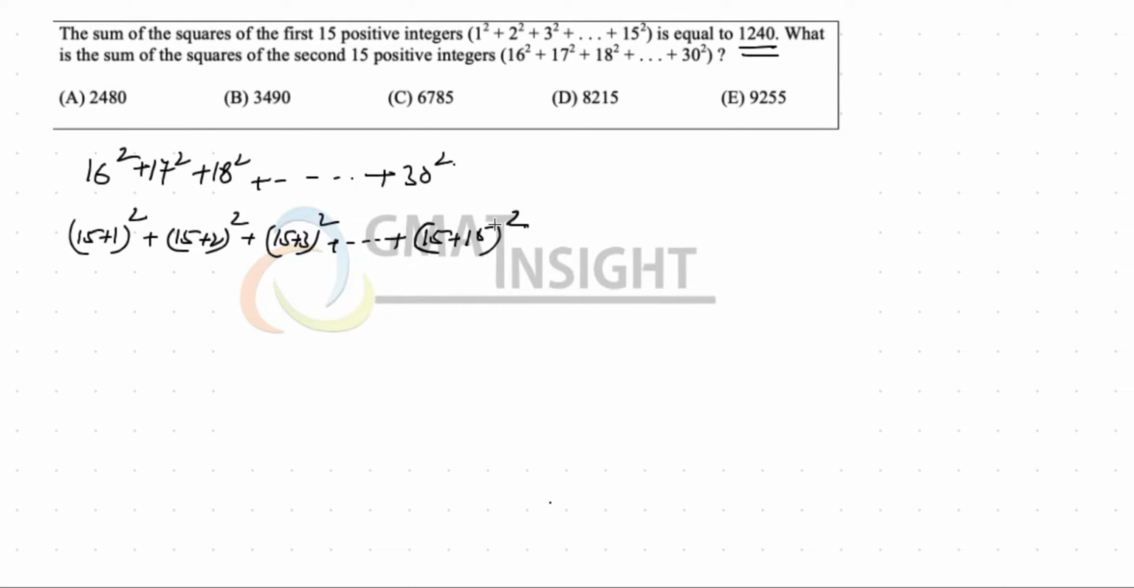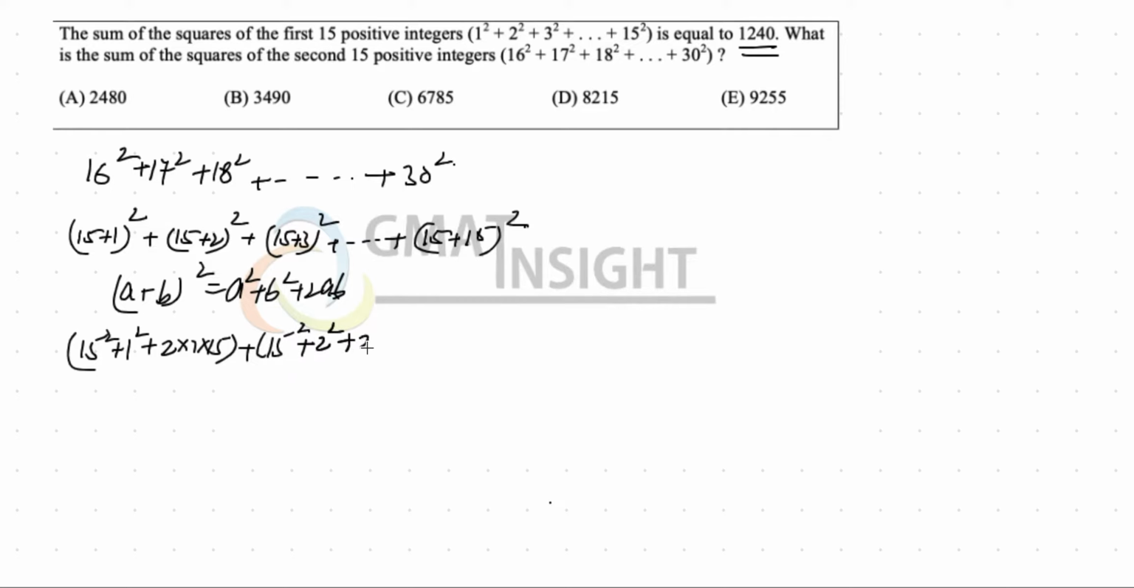Now I'm just opening all the squares using the property (a plus b) whole square. As we already know, (a plus b) whole square is a square plus b square plus 2ab. I'm going to use that. So the first expansion becomes 15 square plus 1 square plus 2 times 1 into 15. Now the second part becomes 15 square plus 2 square plus 2 times 2 into 15, and so on, and the last becomes 15 square plus 15 square plus 2 times 15 into 15.